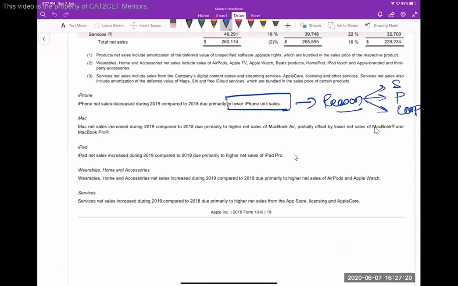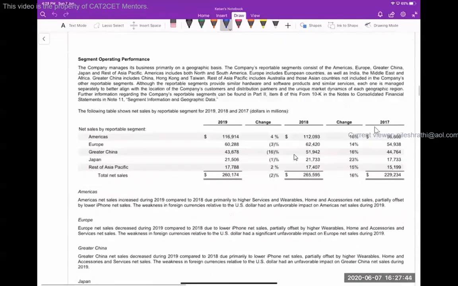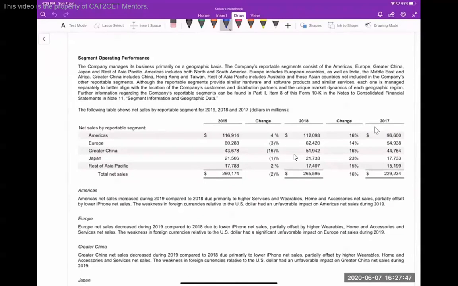Look at this. Mac net sales increased during 2019 compared to 2018 due primarily to higher net sales of MacBook. Again, if you look at this reasoning as an analyst, we will not be able to digest it, because they're just saying that Mac sales went up because we sold the maximum number of Mac products. But then what was the reason that Mac sales went up? Mac is a much costlier product. How did it actually go up? MacBook, Mac Pro, Air and all that, they're costlier than iPhone. The users for iPhone are much more than for the Mac, and the prices of iPhone are lower than the Mac. Then why were you able to sell a lot of Macs but not the iPhone, right?